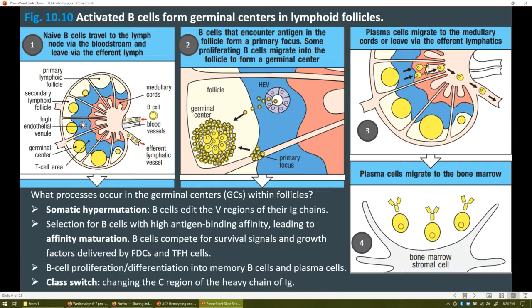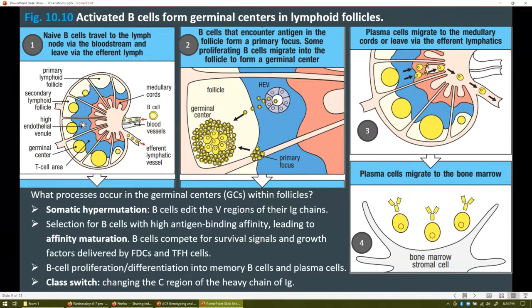On the other hand, because these B cells are editing their antibody genes in a random way, a good number of them, probably most of them, are going to make antibodies that are lower in affinity for the antigen. And those aren't going to be able to bind to antigen as well. So they're not going to be able to take antigen. They're not going to be able to present it to cells. They're not going to be able to receive survival signals. They're going to die.